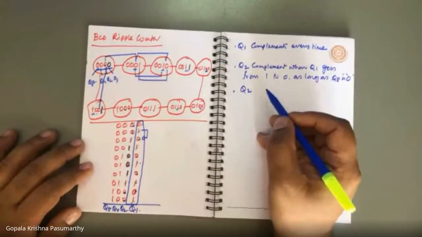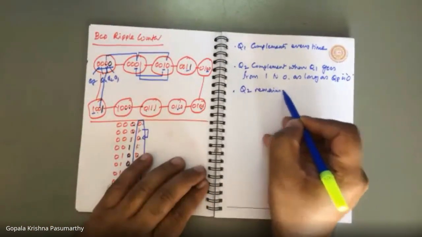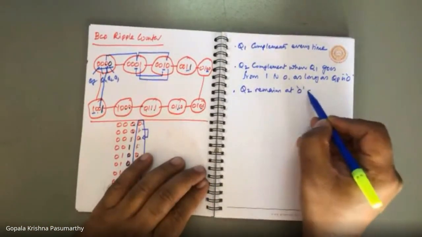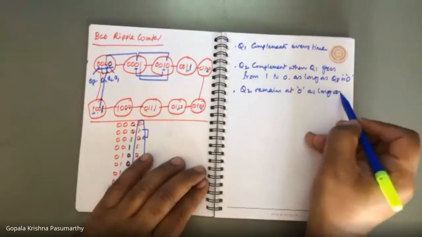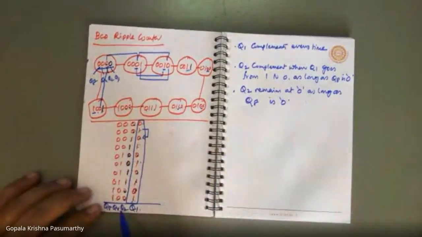Q2 remains at 0 as long as Q8 is 1. So there are two rules for Q2.